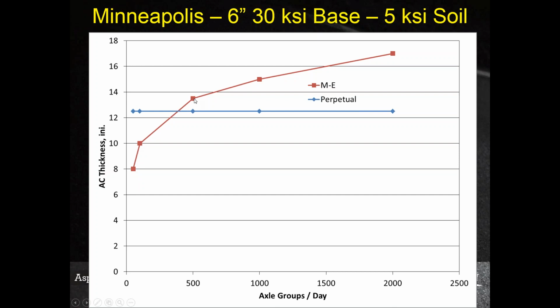Then it crosses over at 500 to where it's thicker than the perpetual, and it just keeps on going. As we continue to add more and more traffic, that line would continue up and up and get into some really outrageous pavement thicknesses. So this is one of the ways that we can look at the trade-off between ME and perpetual, and what should be a natural cap in terms of pavement thickness.